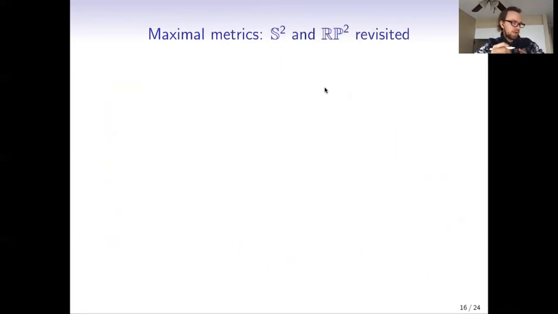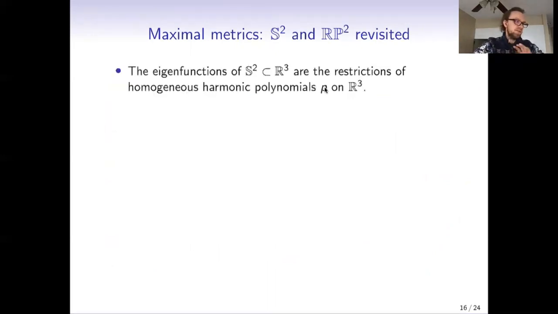So to do that, for S2, for example, we need to know the eigenfunctions, right? So this is another example where you can actually compute everything by hand, but that still takes some time. So I'm not going to do that. I'm just going to give you the answer and just some idea of how to do that. So the eigenfunctions of S2 are restrictions of homogeneous harmonic polynomials on R3. So you take the ambient R3, there you have some polynomials, which are harmonic and homogeneous. You restrict them on the sphere, they're no longer harmonic on the sphere, and it turns out they're actually eigenfunctions on the sphere.